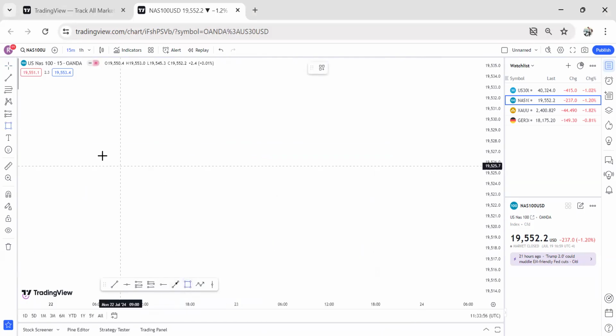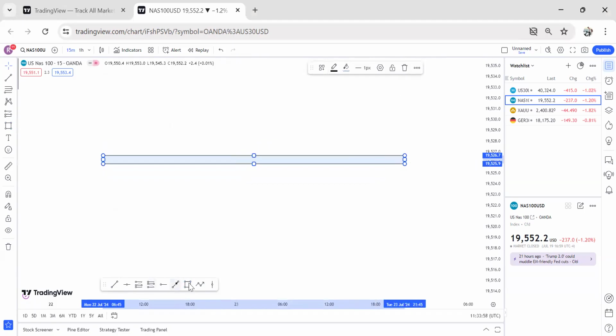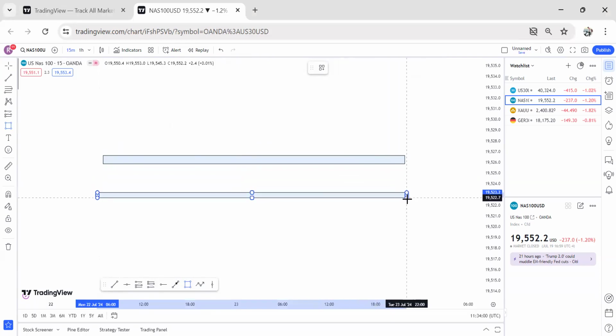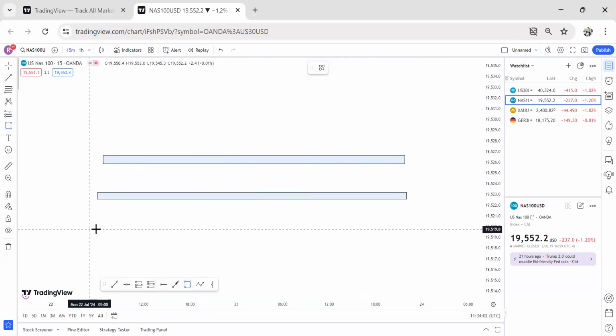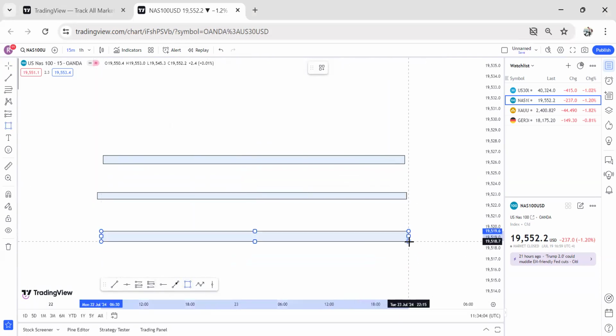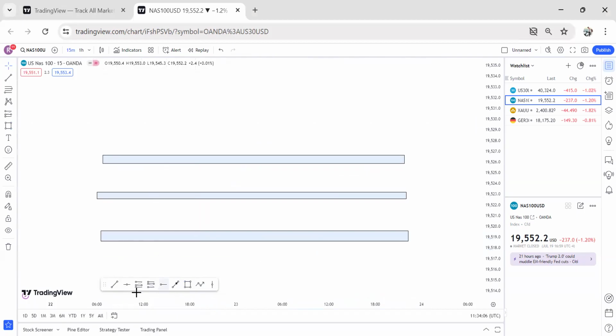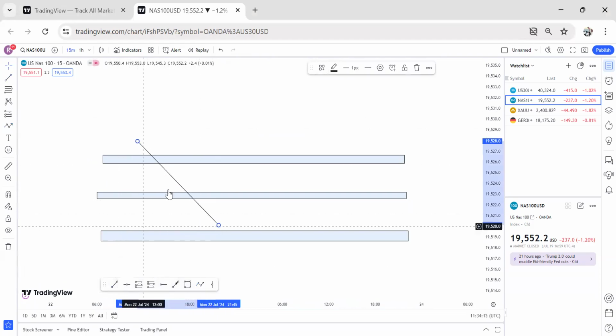Let's say we have a zone here, and then we have another zone here, and then another zone here. Guys, it's very important: if you have a lot of zones, they can help you with TP, SL, and entry. So let's say the market here created something like this. Let's say now the market here created something like so, right?